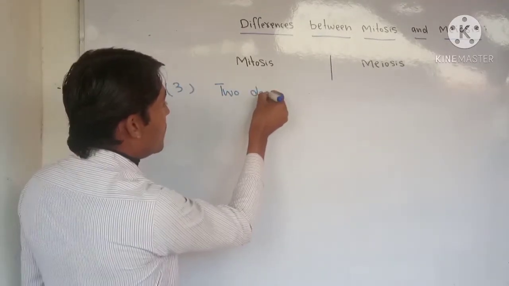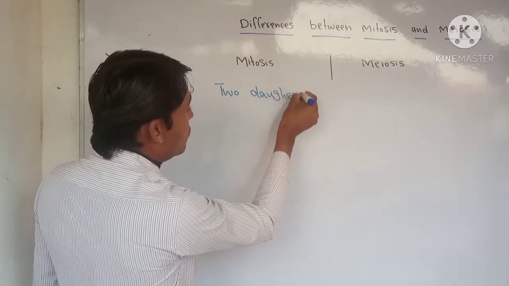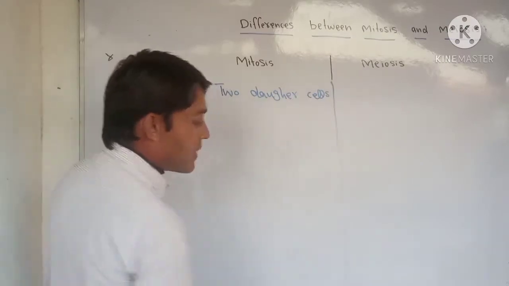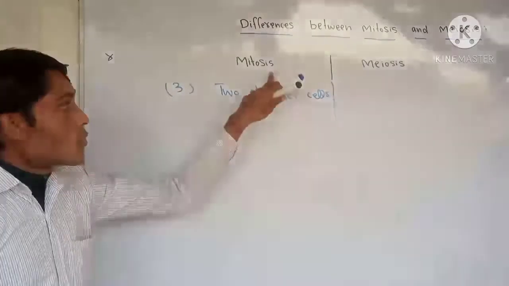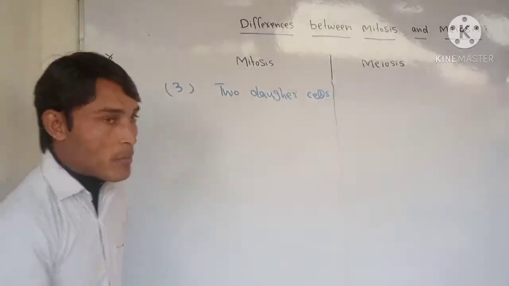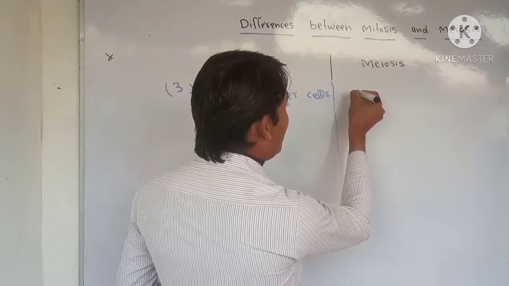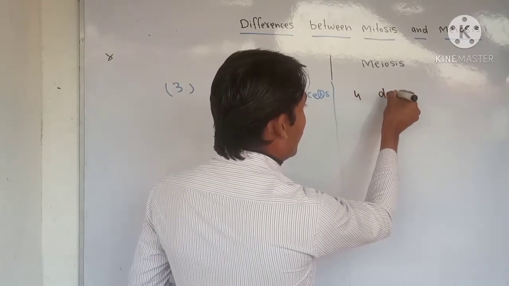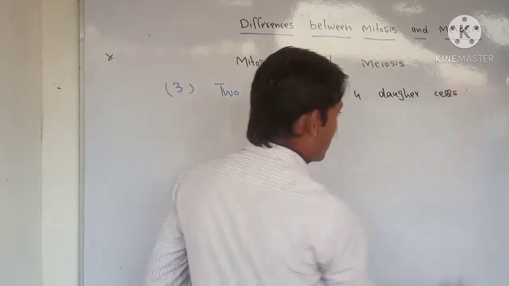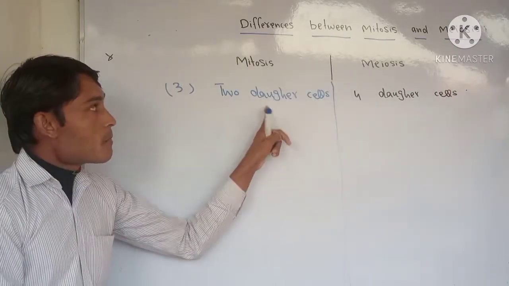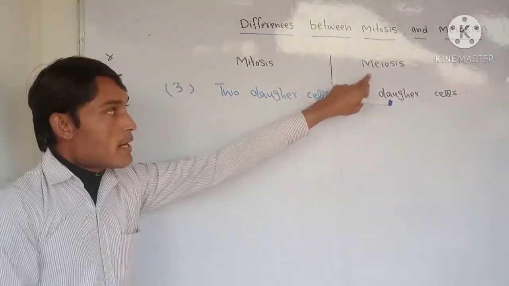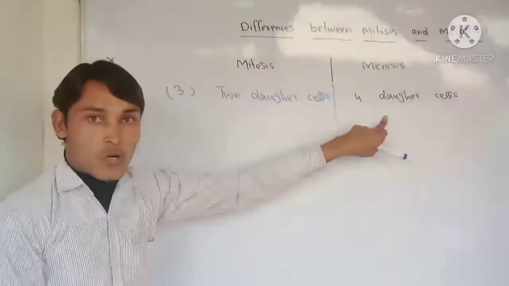Two daughter cells are formed. How many cells are formed? As a result of mitosis, two daughter cells are formed. And in meiosis, we get four daughter cells. Now the third difference is that as a result of mitosis we get two daughter cells, and as a result of meiosis we get four daughter cells.